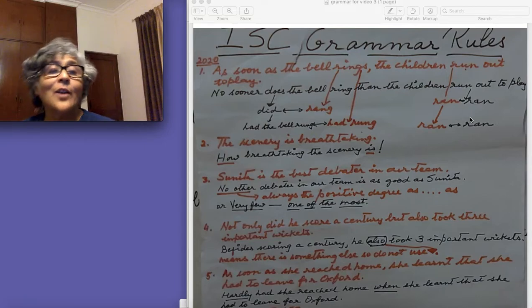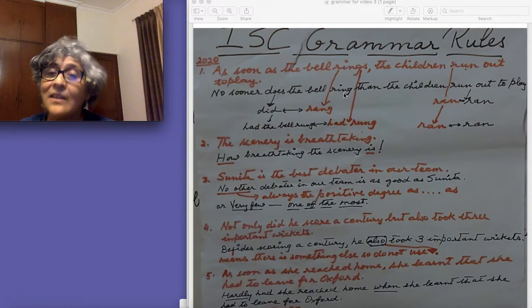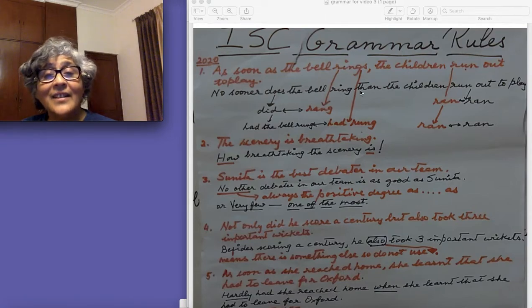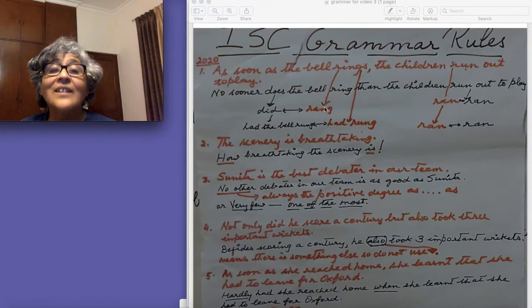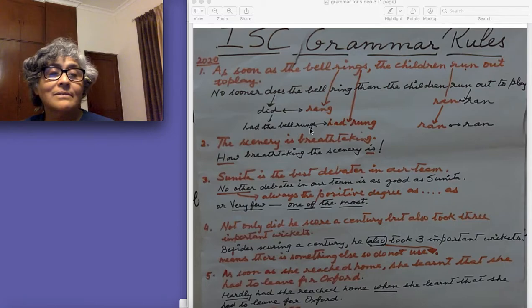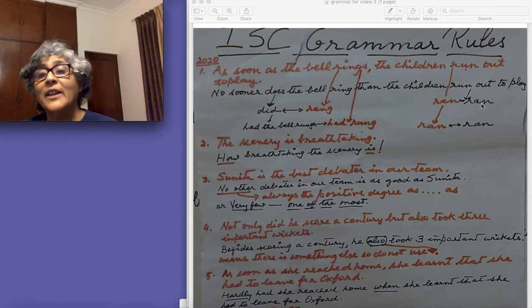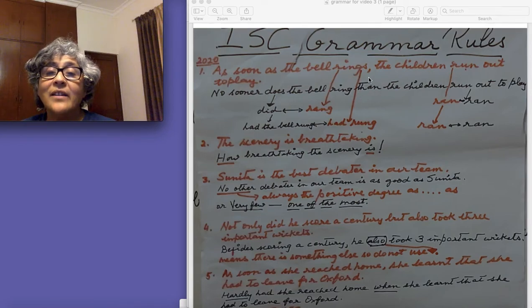Then the children ran out to play. So if it is rings, then it is no sooner does the bell ring. If it is rang, then no sooner did the bell ring. And if it is had rung, no sooner had the bell rung. Got it? Clear? And subsequently, when it is ran, it keeps to ran, and here, run keeps to run. No change. But remember, this than is very important. Clear? All right, the next.